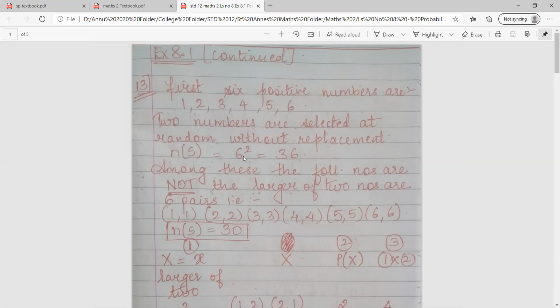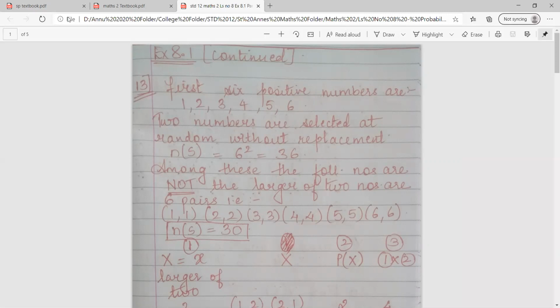So can I say n of S is equal to 6 squared, which is 36 possibilities. Now class, among these, there are 6 outcomes in which neither number is the larger of the two, because the numbers are the same: 1,1; 2,2; 3,3; 4,4; 5,5; 6,6. So out of our sample space of 36, these 6 are gone. So our new sample space will be 30, because in these outcomes the two numbers are the same.